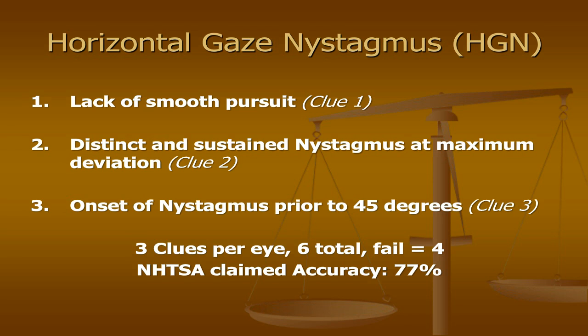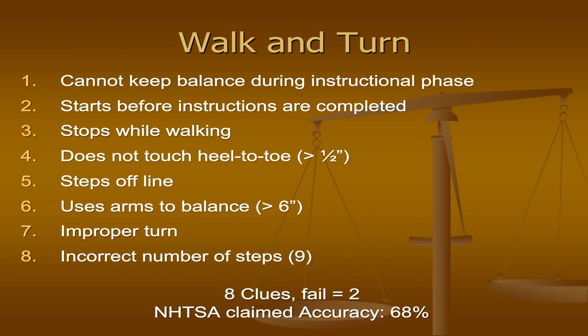NHTSA claims that HGN has an accuracy of 77% to show that a person is 0.10% or greater. My studies show that people under .08, .02 to .07, actually show 4 clues over 90% of the time. Obviously in direct conflict with NHTSA studies.